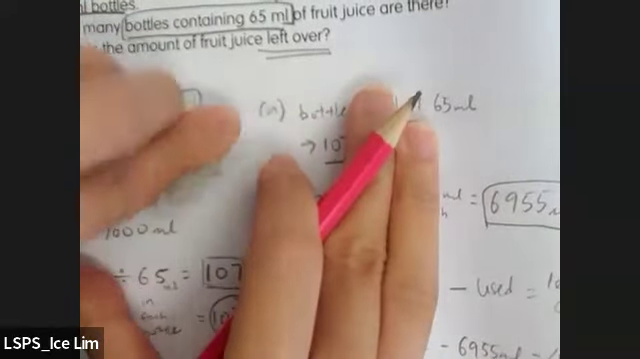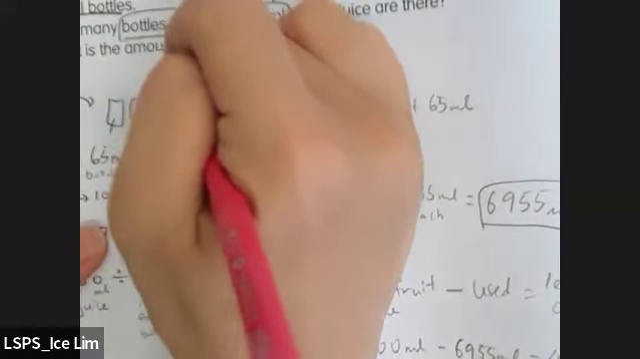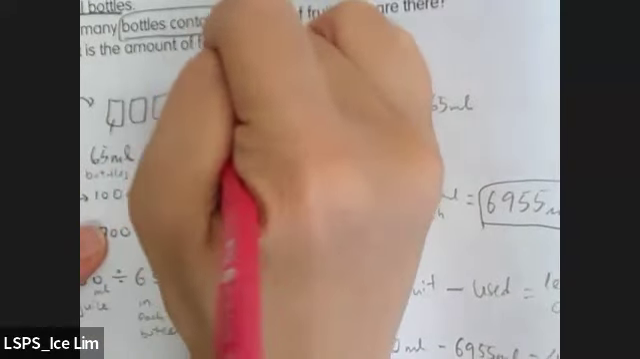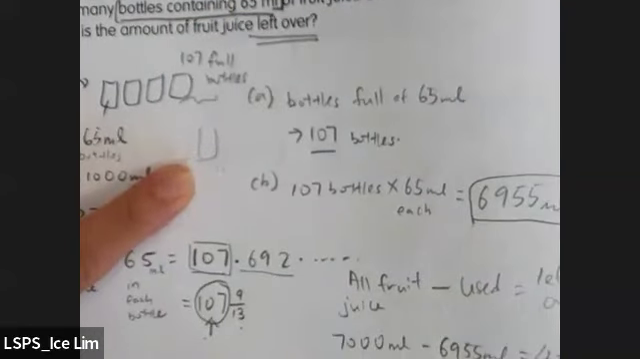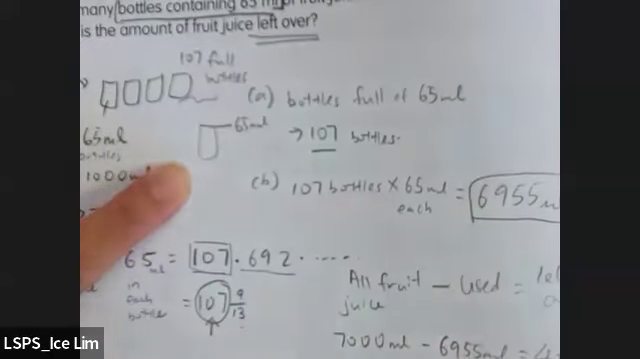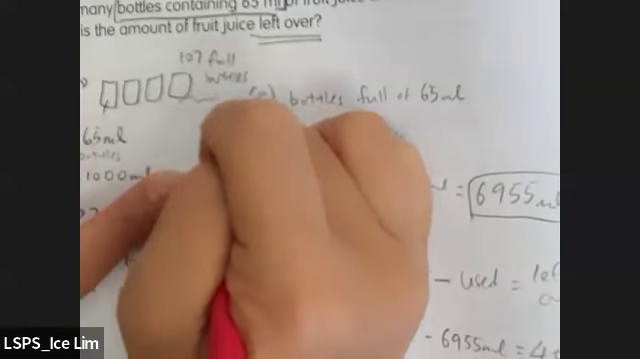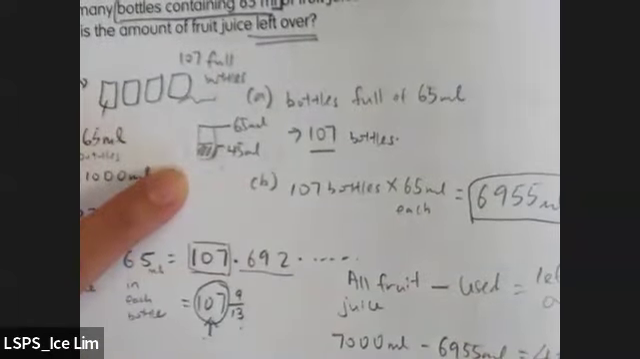Then I try to pour into one more bottle. Actually, not enough. So altogether there's 107 full bottles. Then I try to fill another one. Here is 65 supposedly, but not enough. I only fill up to 45. So only part of the bottle is filled.